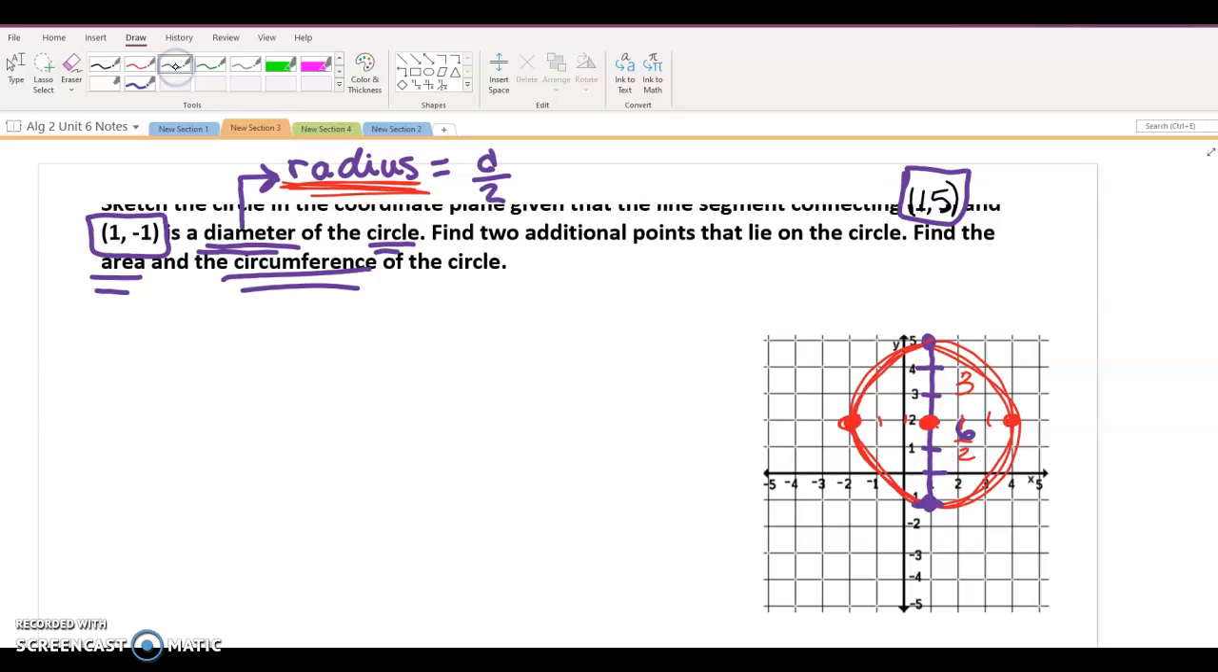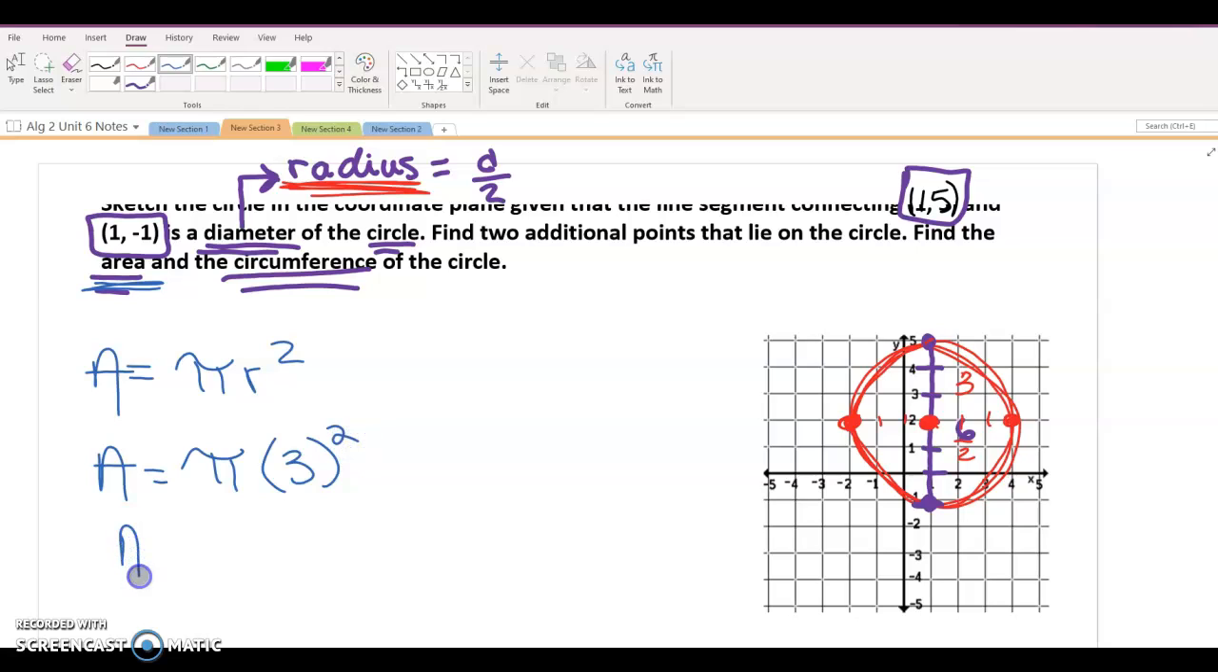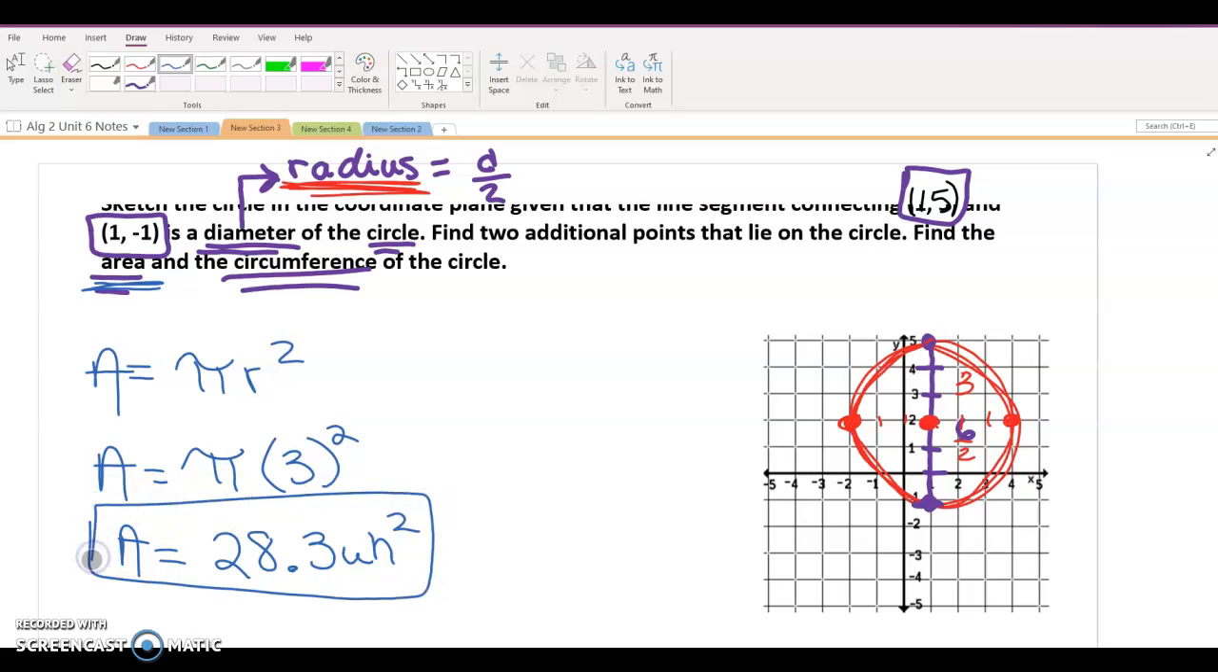We are first asked to find the area of our circle. So what's our area formula? Pi r squared, you got it. So, pi times what we say the radius was? 3 squared. So what is pi times 3 squared? 28.3. So 28.3, and we put on there still our units squared. Alright, so we successfully found the area of our circle.